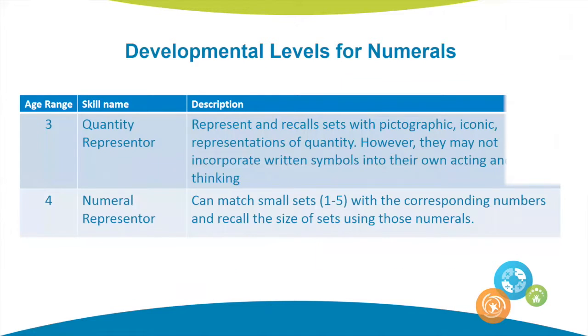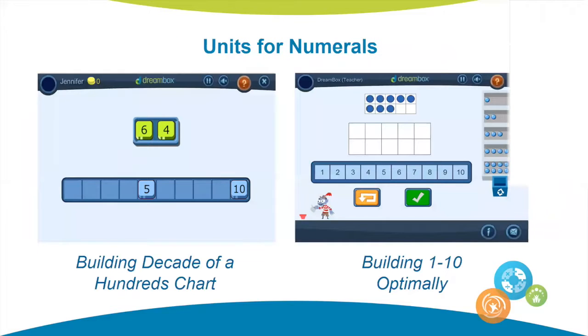Now, they're actually going to get into the next topic here. One of the things the students are going to have to work on, or know, getting into DreamBox, is being able to represent and recall sets with pictures, icons, and representations of quantity. And when they're right about 4 years old, we do want them to also be able to match sets 1 to 5 with corresponding numbers and recall the size of the sets using the numbers. Sometimes we have students who come into our buildings who haven't seen numbers before. I know plenty of my kindergartners did, so that's something we definitely need to work on with them too.